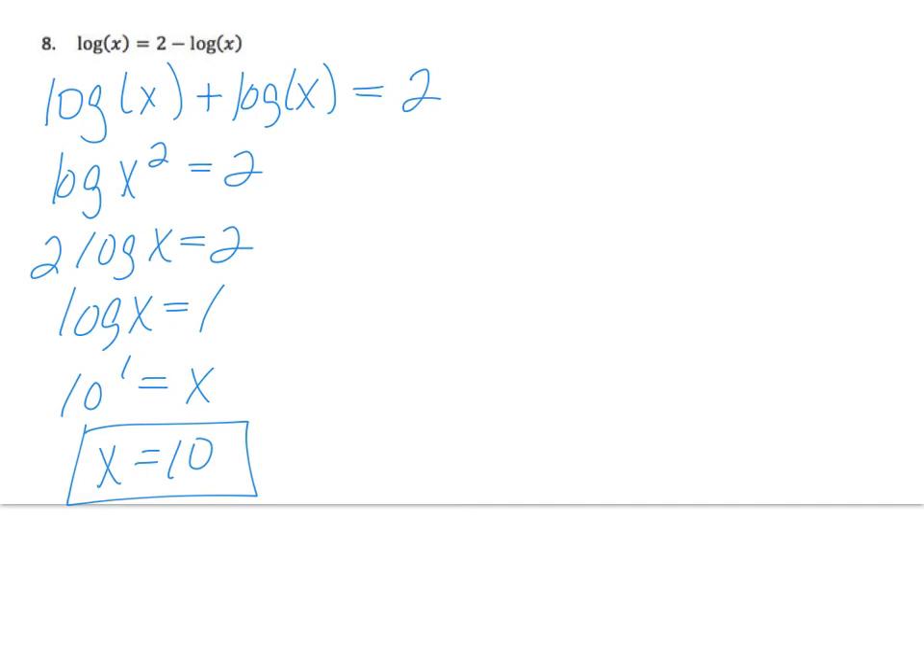Really quick though, another way I can look at this one, I don't have to change this into a multiplication. I can say that log x plus log x is actually 2 log x. Okay, it's just like adding variables. So x plus x would be 2x. But I changed it into a multiplication and still got to the same spot.